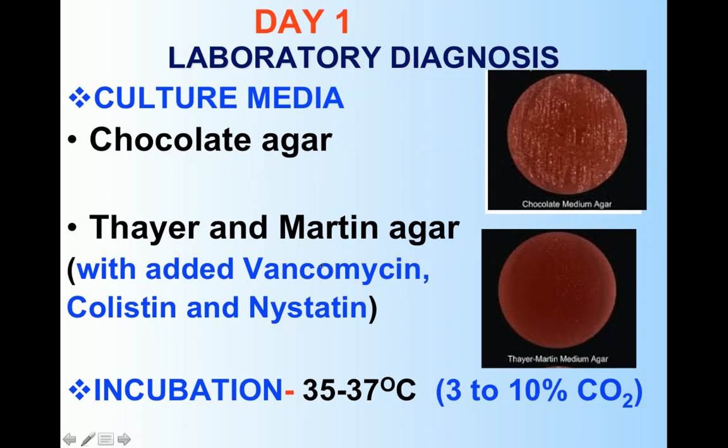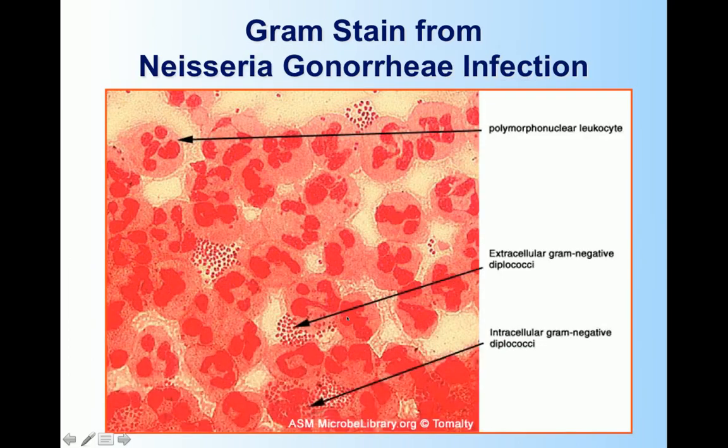For example, if it is throat, obviously other organisms are also sitting over there. Similarly, in high vaginal swabs, there are many other commensals present in the vagina or the skin. The commensals are there. So we are going to add vancomycin, colistin, and nystatin, which are going to inhibit these normal commensals and will only allow the pathogens to grow.